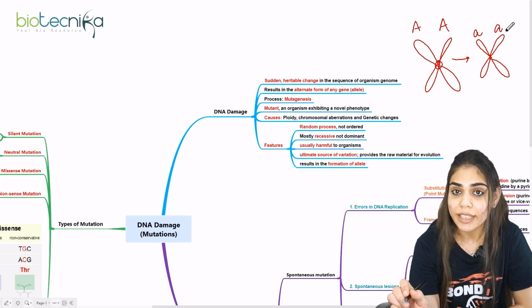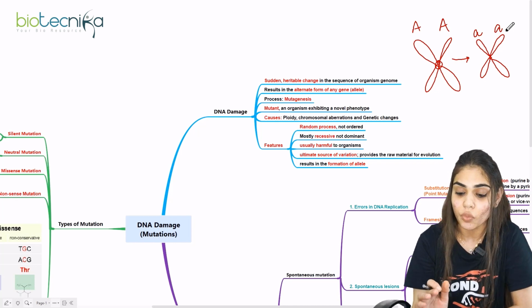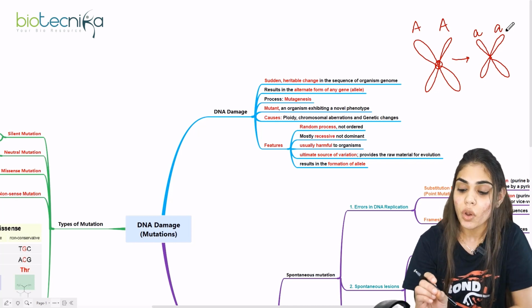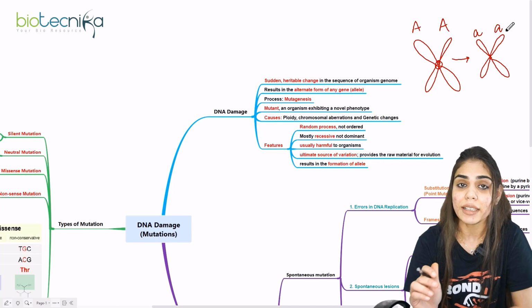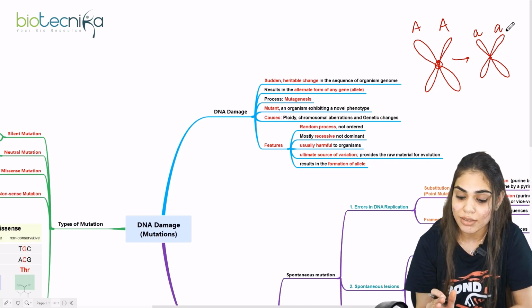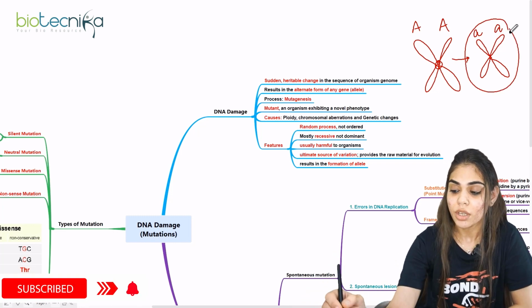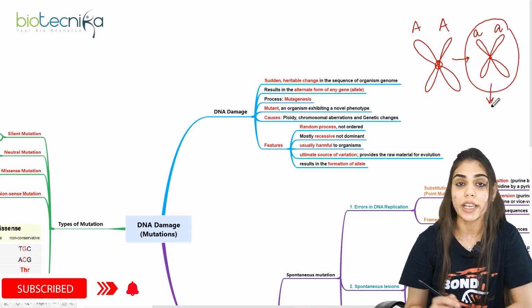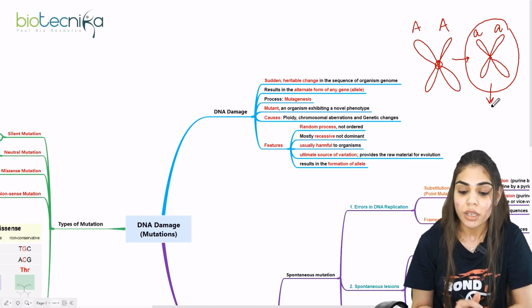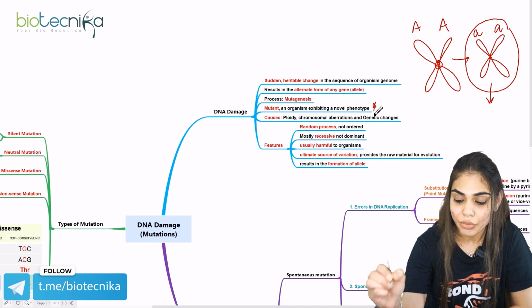So it is a sudden heritable change that occurs in the sequence of the organism's genome, which results in the formation of an alternative form of a gene. The process through which this mutation is caused is called mutagenesis, and the result formed as a result of mutation, here the small a, is called a mutant. So a mutant is an organism that exhibits a novel phenotype.